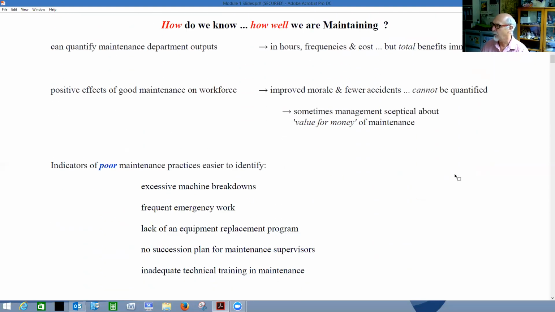How do we know how well we are maintaining? Yeah, so that means records, documents, all that type of stuff. So in lots of ways you can tell when poor maintenance is occurring compared to good maintenance if you don't have good records.